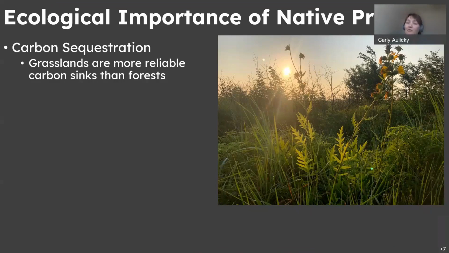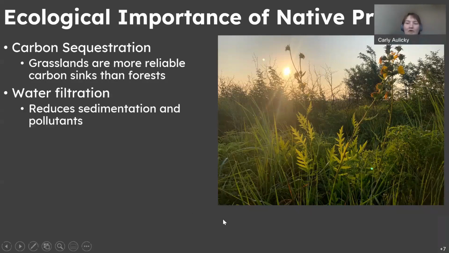By comparison, we can flip the script with forests. Most of their tissue is above ground, most of their carbon is above ground, and when you have a disturbance event, such as some of the catastrophic wildfires that we just had, or deforestation, you're losing a lot of that carbon storage because it's above ground. They're also really amazing at water filtration, again, because of this tremendously deep root system, which is great for us because it also reduces the sedimentation and pollutants that reach our groundwater.